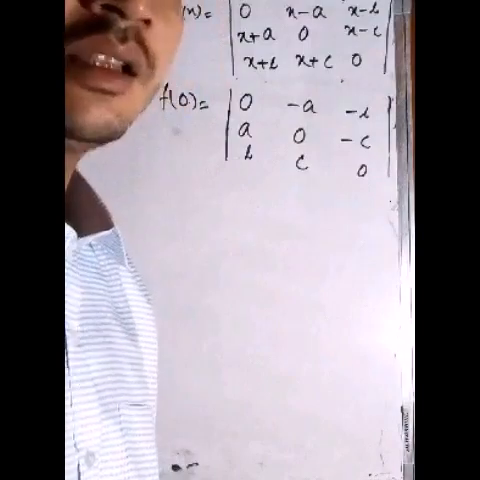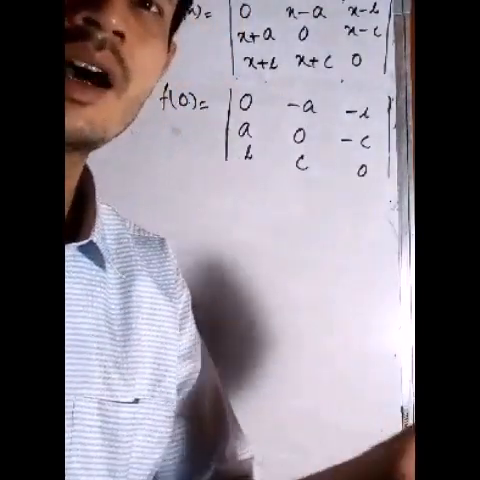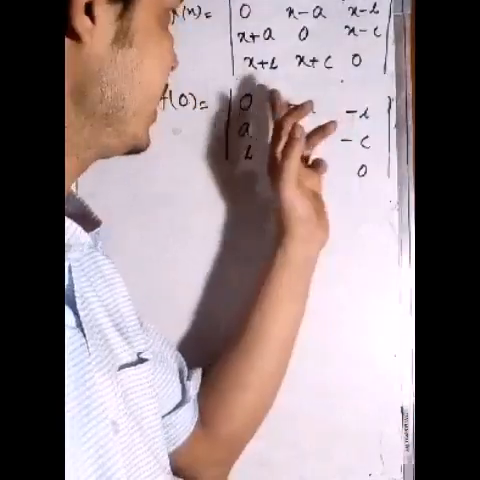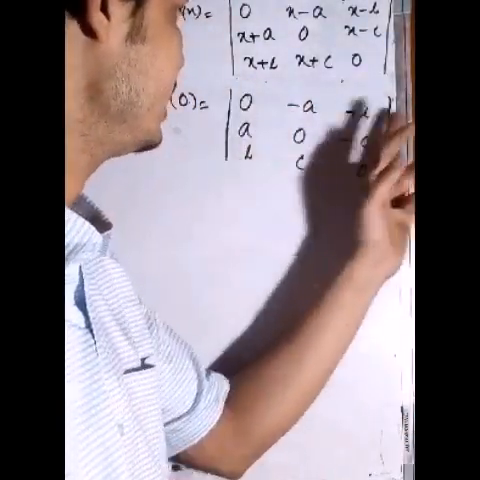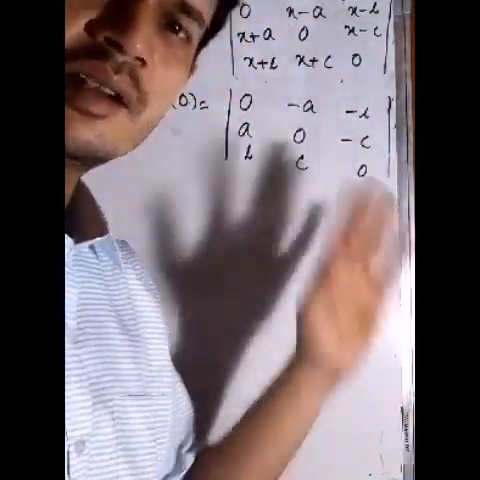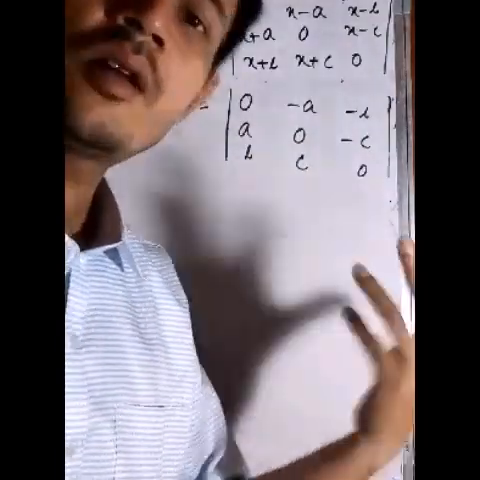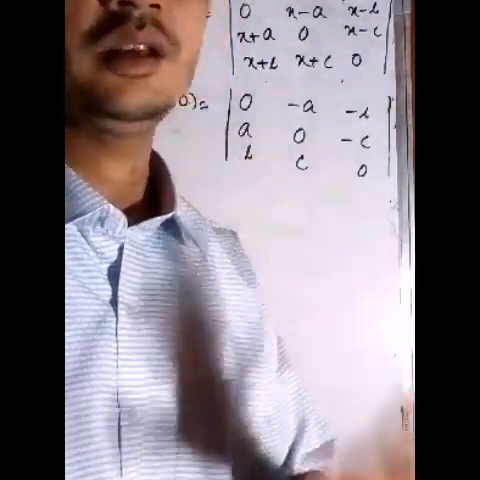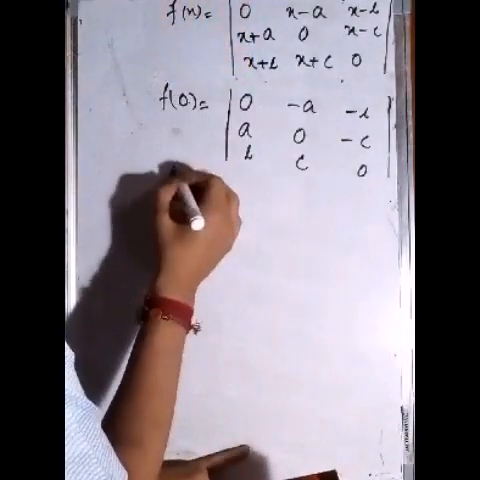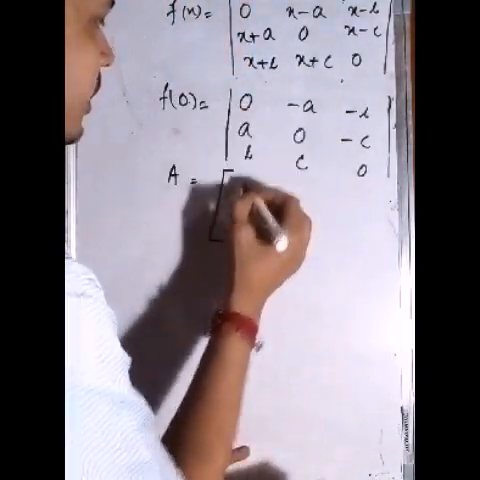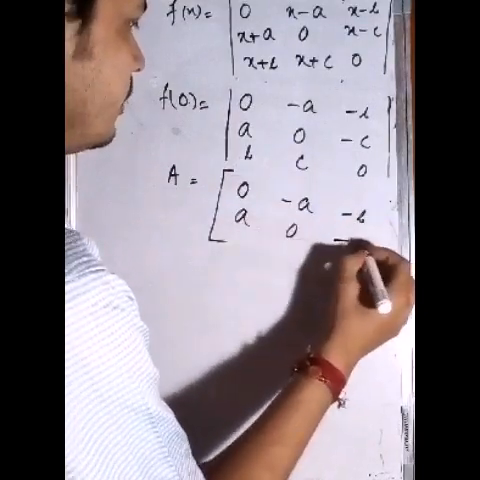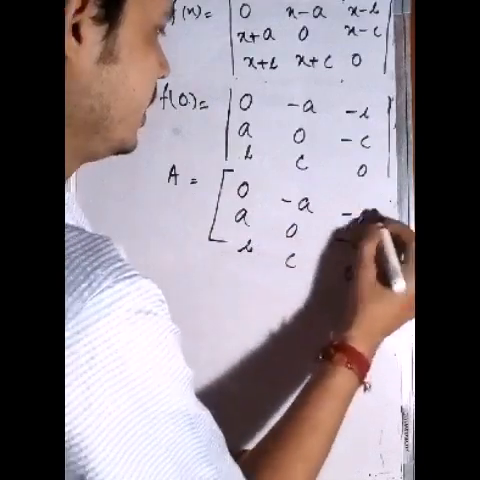If in the determinant there is no repetition of any element, or one element is repeated and other elements are not, that won't work. So each and every element must be repeated. See here, 0, 0, a, minus a, b, minus b, c, minus c, again 0. So if we take the matrix, let's see whether this gives us a symmetric or skew symmetric matrix. But I think surely one of these will be obtained. So now we go to the matrix: 0, minus a, minus b, a, 0, minus c, b, c, 0.